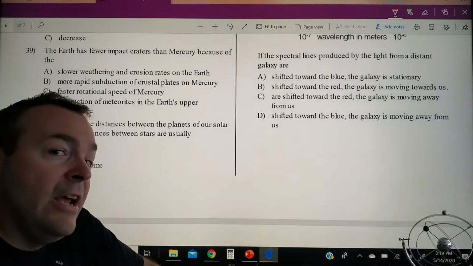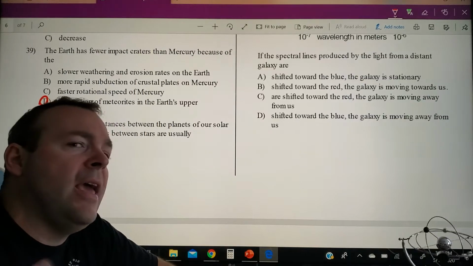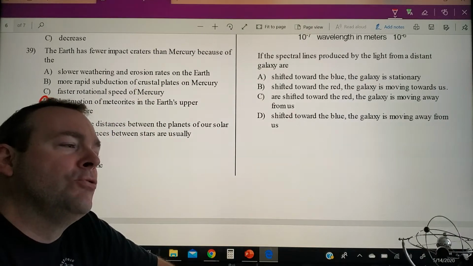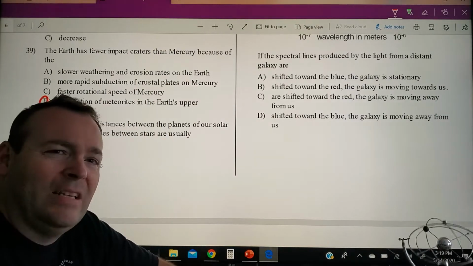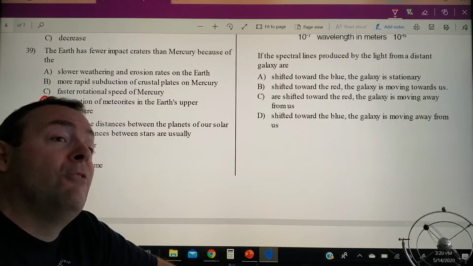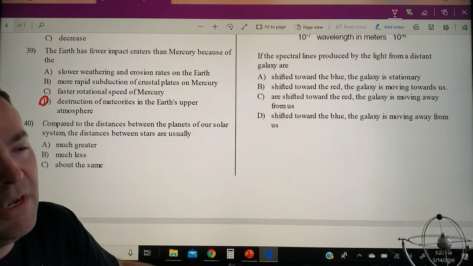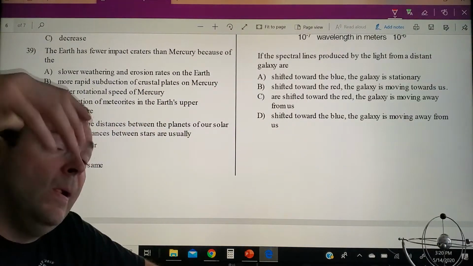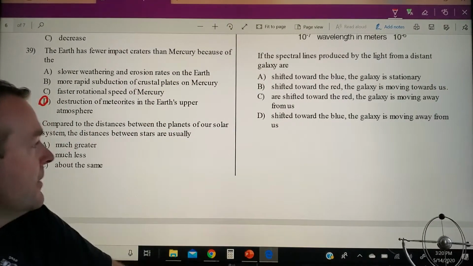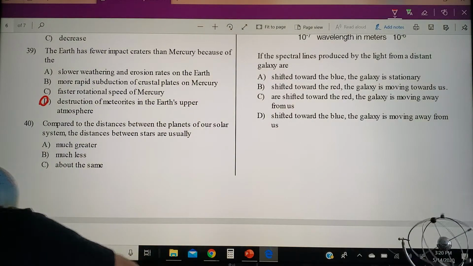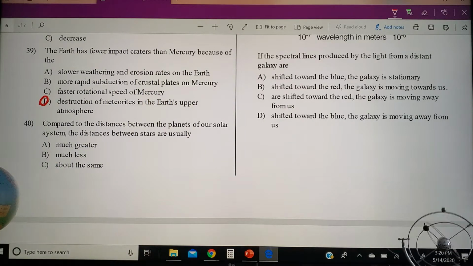Remember, the light from our sun takes about 6.5 minutes to reach the Earth. The next nearest star, they say, would take about 4 light years for that light to reach the Earth. So it's a big difference in distance when you're talking about stars versus the planets. Okay? All right, 41.